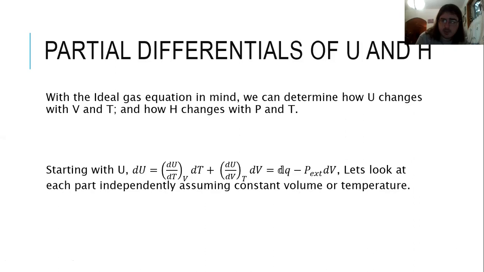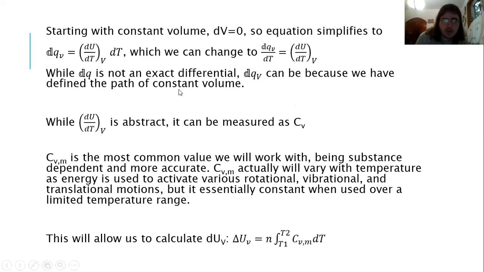Now let's look at each part independently, assuming a constant volume or temperature. So if we assume a constant volume, the equation will simplify to QV being our du dt. Say if we take the dt out, QV dt equals du dt. Well, differential of heat is not an exact differential. Differential of QV can be an exact differential because we've specifically defined the path, and thus it should be constant. While the change in internal energy with the change in temperature is an abstract differential, we can measure this, and that's where we get our C sub V. So whenever we see du dt, that's equal to C sub V.